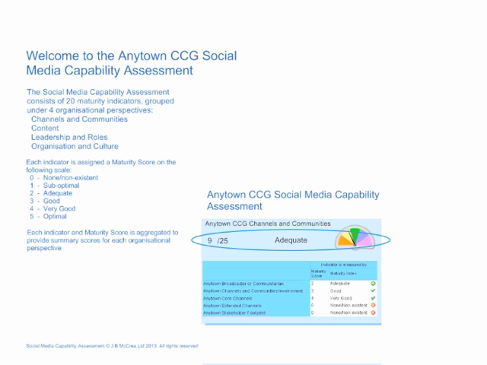Each indicator maturity score is aggregated to provide a summary score for each perspective. Each perspective can have a score of up to 25 points. So in this case, Anytown CCG has been rated with a score of 9 out of 25 for its overall perspective on channels and communities. The organisation's overall score is also aggregated across the 4 perspectives to provide a percentage score. In this case, you can see that Anytown's Clinical Commissioning Group has been assessed as being at round about 42%, which is medium maturity.